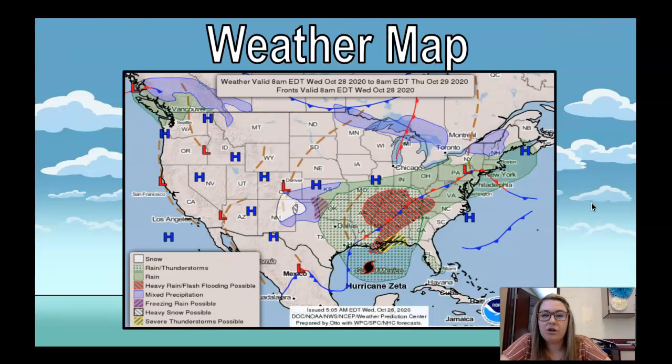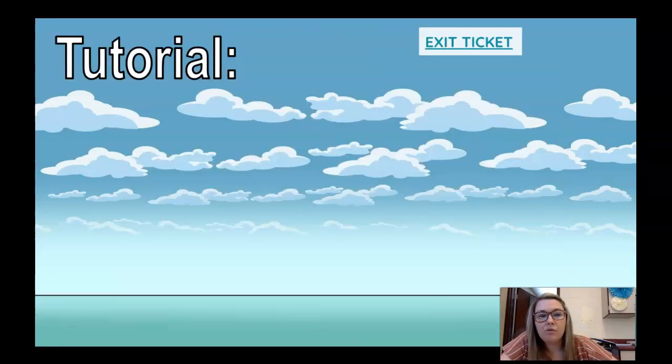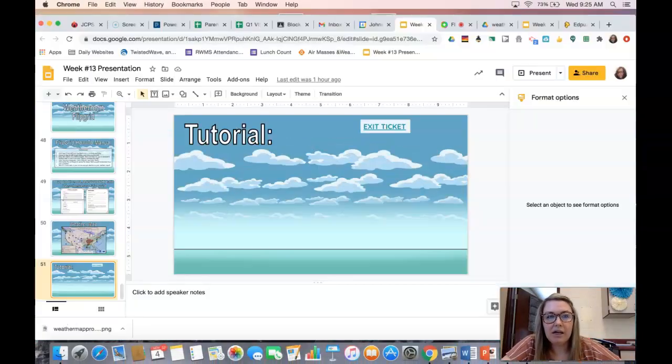And then here's a picture of that map really big so you can see it. And this is actually a current weather map. It was on October 29th when that hurricane was getting ready to hit down here, the Gulf. Okay, so that is what we are doing today.